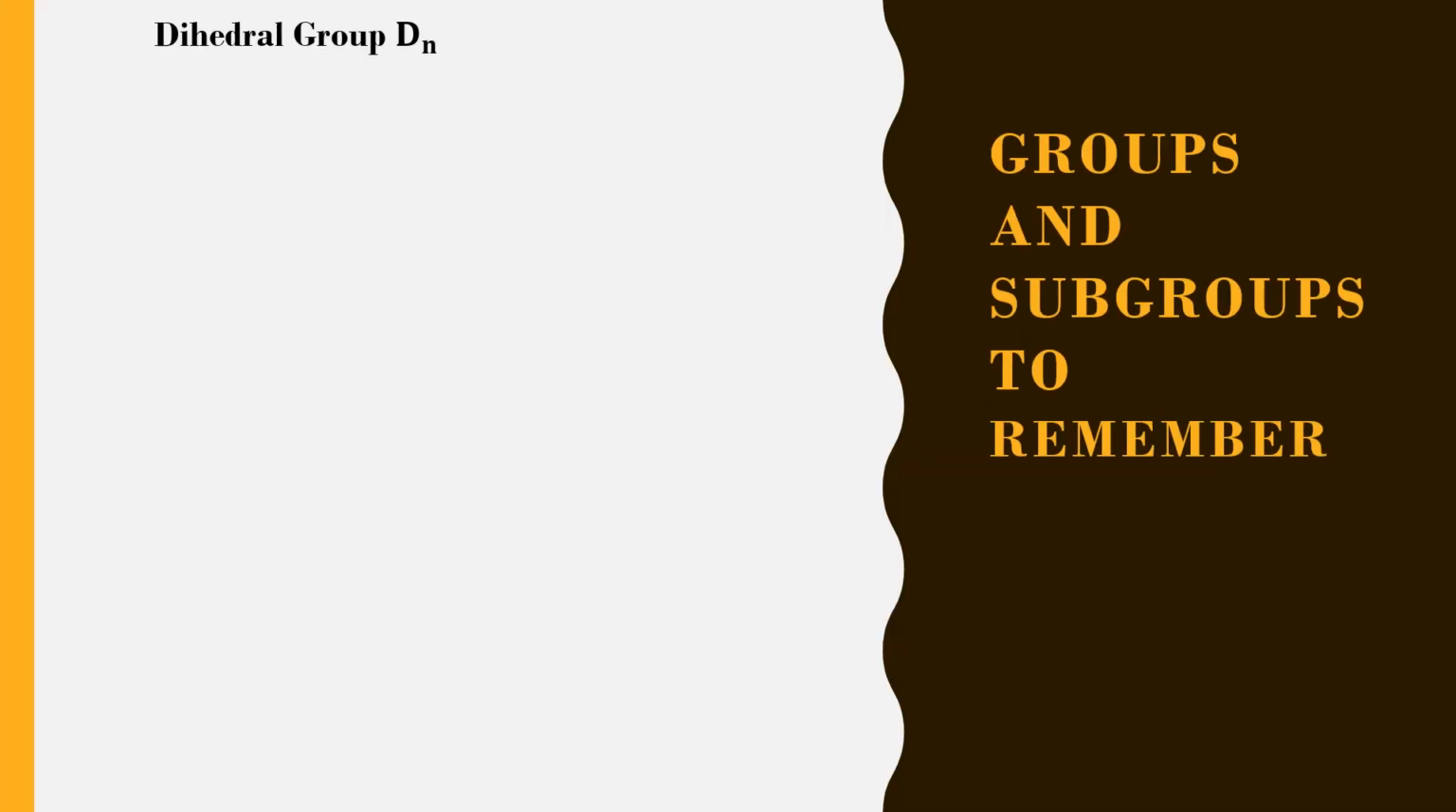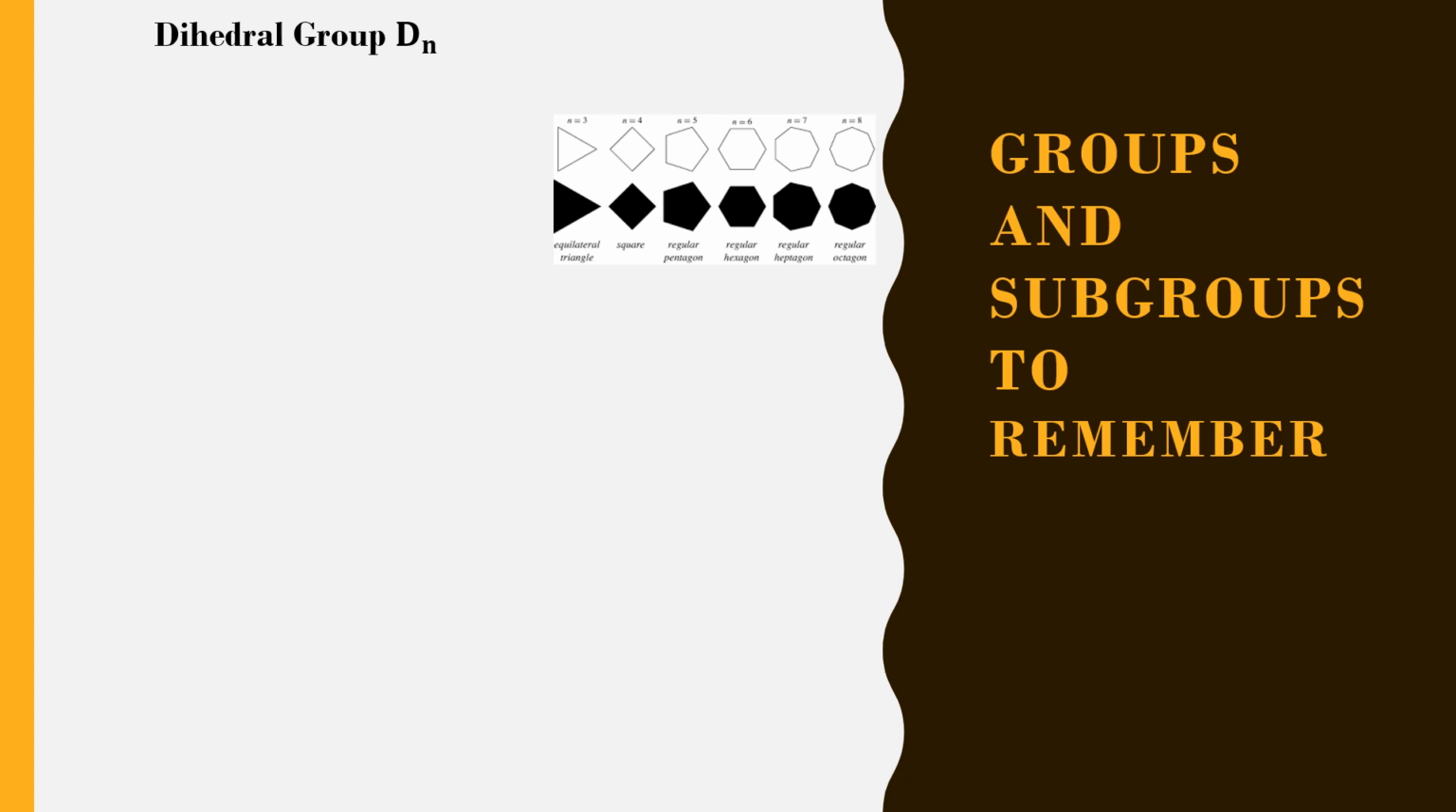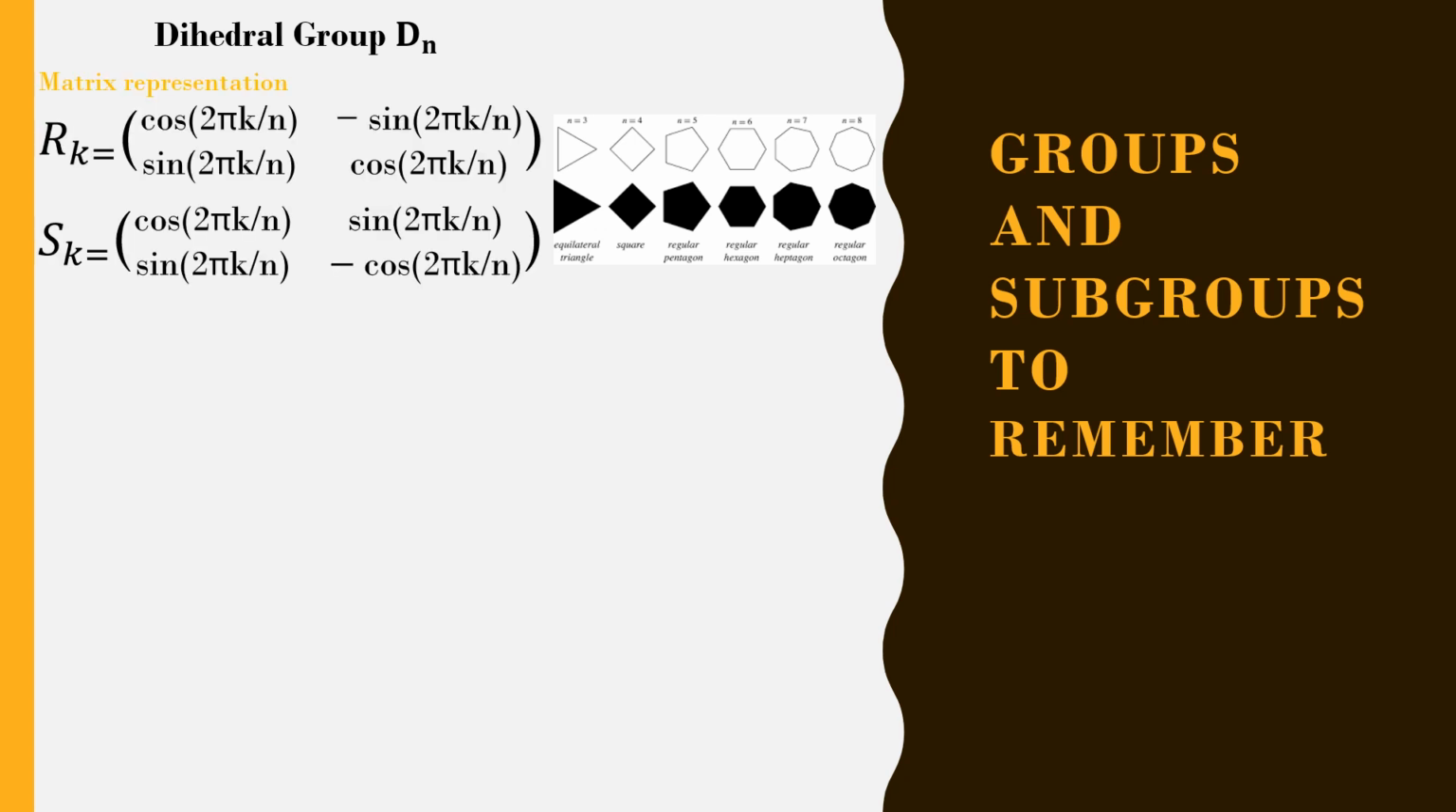Recall the group of reflections and rotations on an equilateral triangle. The dihedral group is the group of symmetries of a regular polygon. A polygon with n sides has 2n symmetries, n reflections and n rotations. We can represent the elements of Dn as matrices, with composition being matrix multiplication.